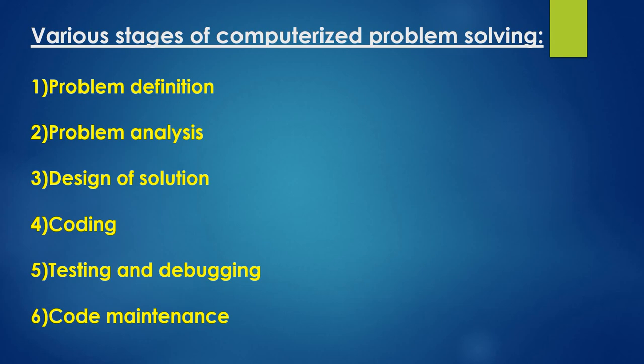Hi students, you have learned the various stages of computerized problem solving at the starting of this chapter. The stages are problem definition, problem analysis, design of solution, coding, testing and debugging, and code maintenance. Problem definition means understanding the given problem. Read the question and understand what it is. What are the things we need to find out?